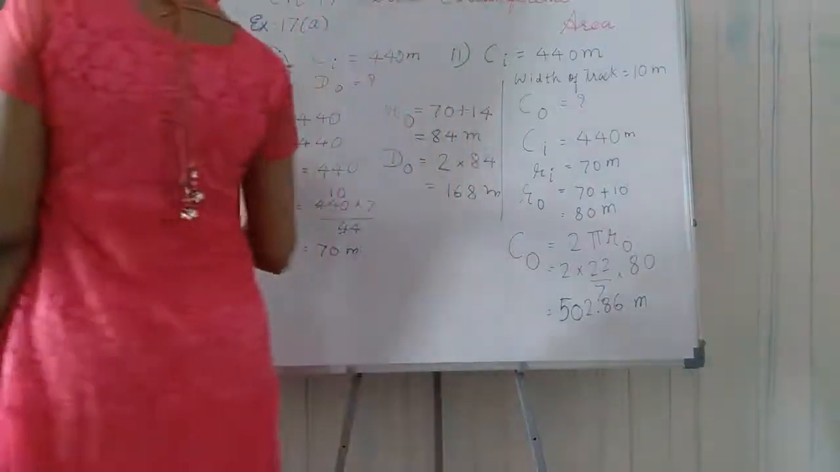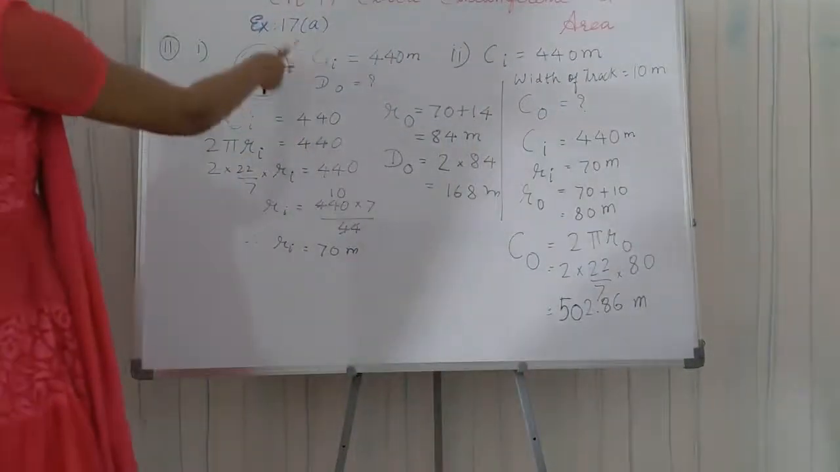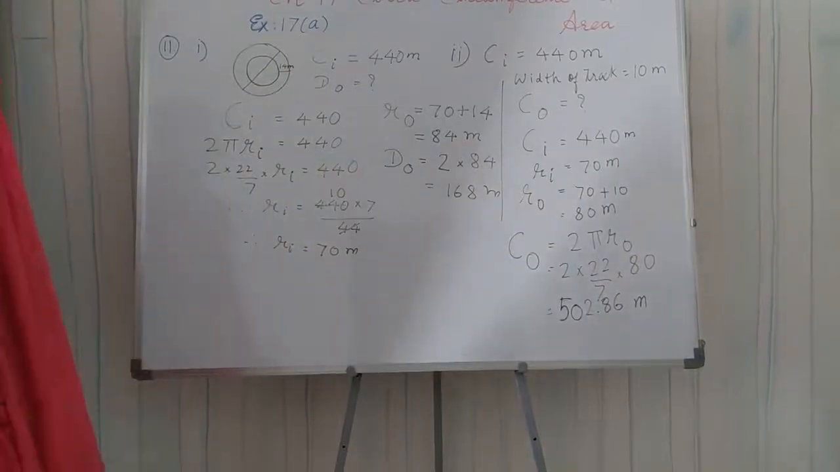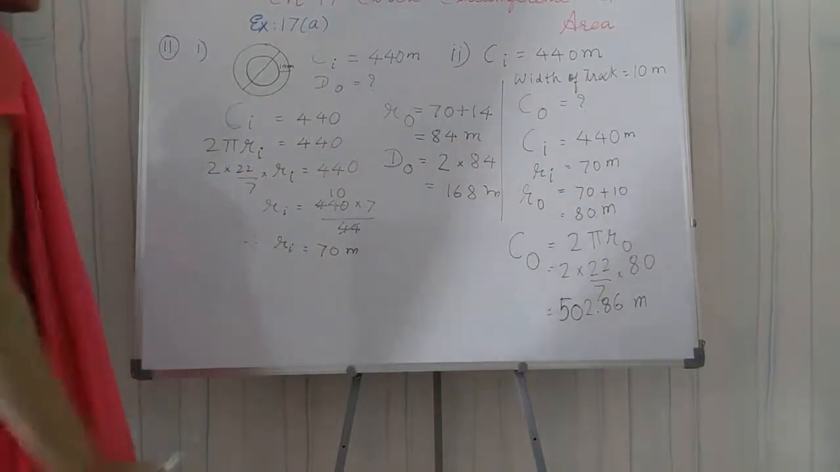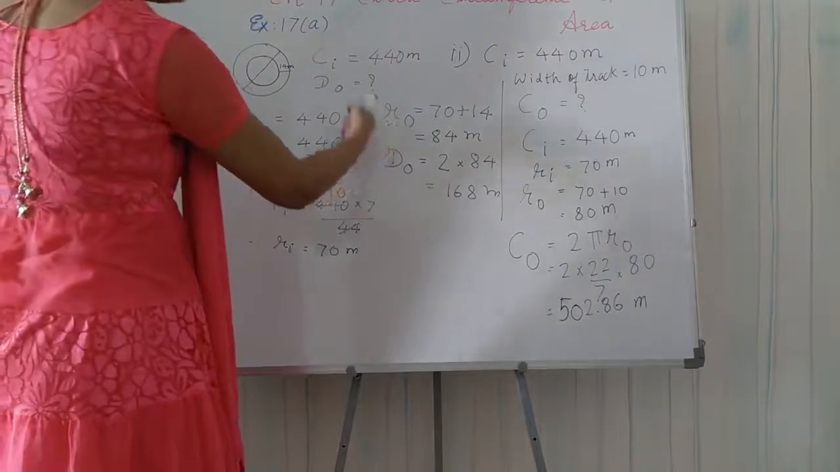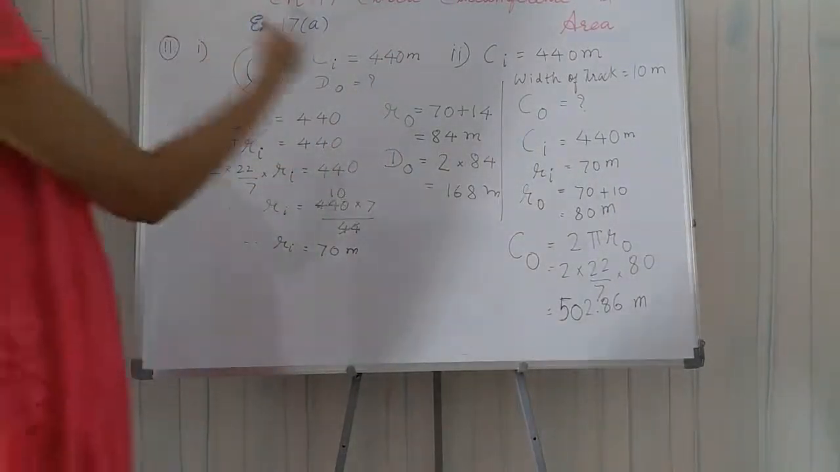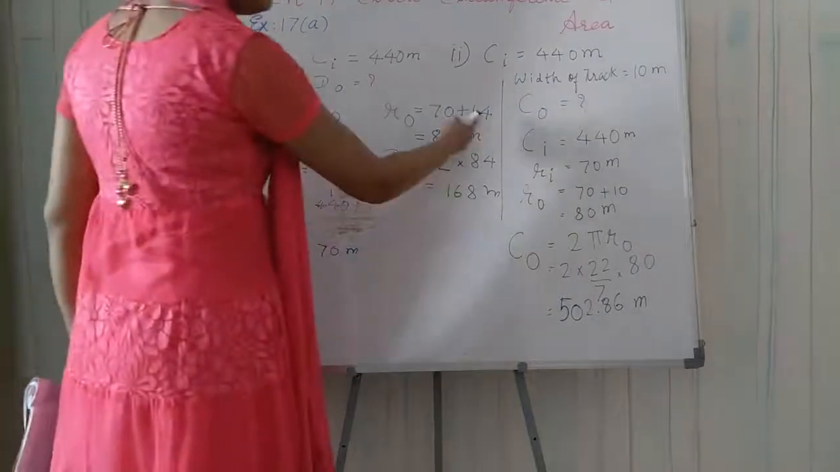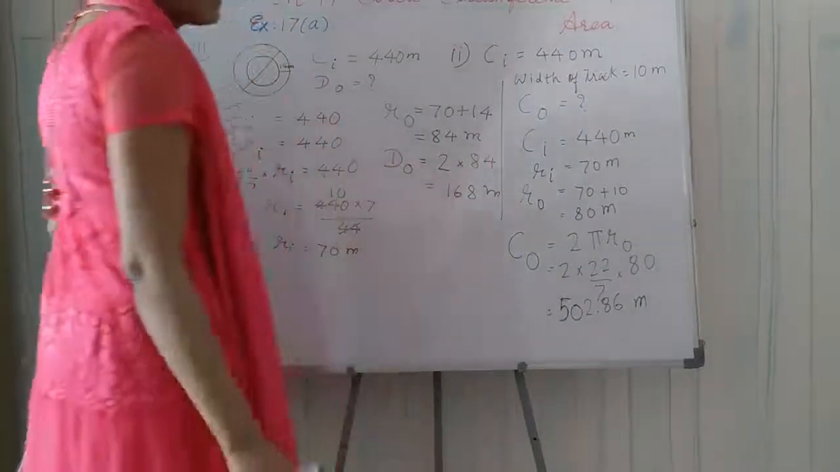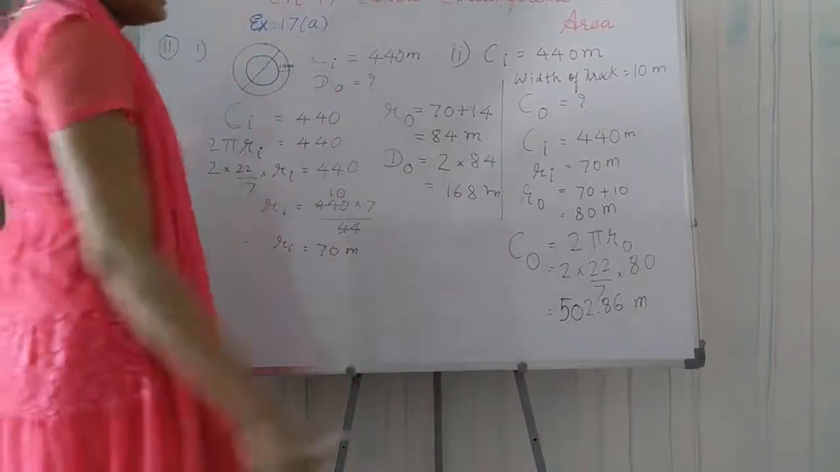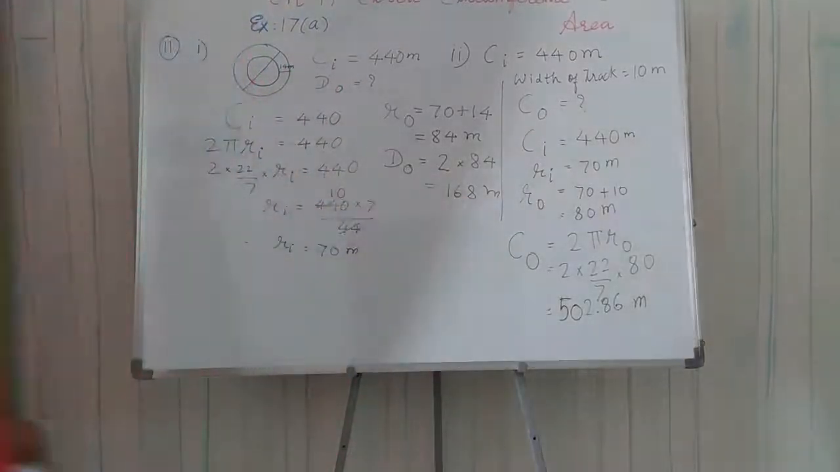In question number 11, first part, using the inner circumference, first of all we found the inner radius and then found the outer radius and then the outer diameter. And next is also the same type of question. So first of all we found Ri already, and then we get the outer radius, and then we found the outer circumference.